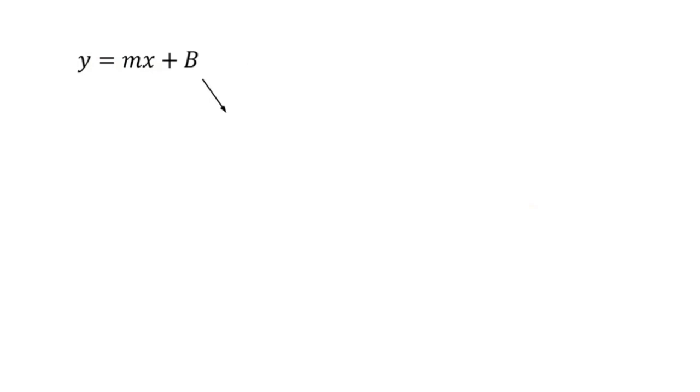b is basically the y-intercept of this function. So what does the y-intercept do for us? The y-intercept tells us where the line touches the y-axis. And m, we all know, is the slope, which is rise over run, right? We already discussed that.